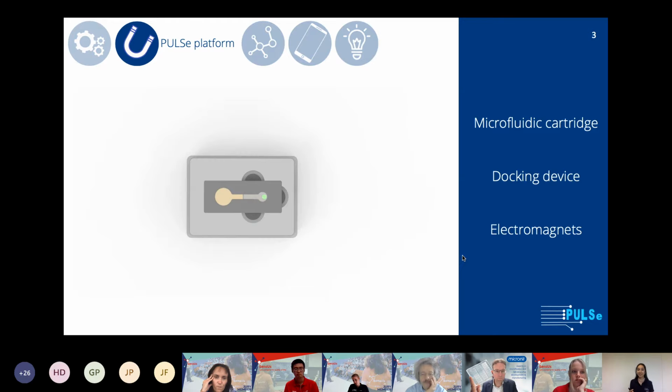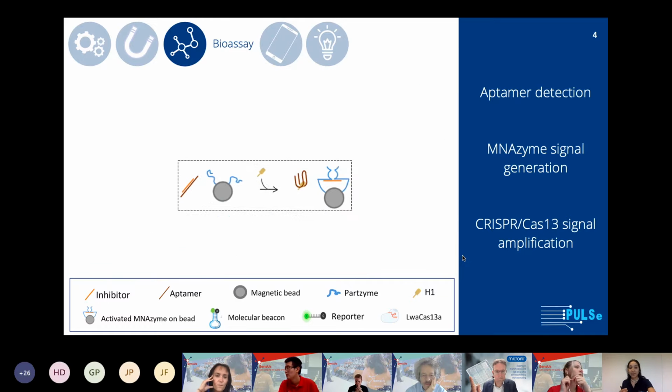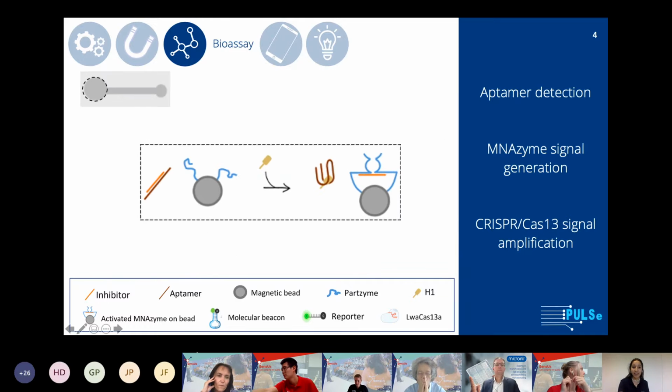But how is that signal generated? Ladies and gentlemen, this is where the bioassay jumps in. Our bioassay comprises 3 key elements: aptamer detection, enzyme signal generation, and CRISPR signal amplification. Basically, reservoir A contains aptamer-inhibitor complexes, as well as enzyme-functionalized beads.